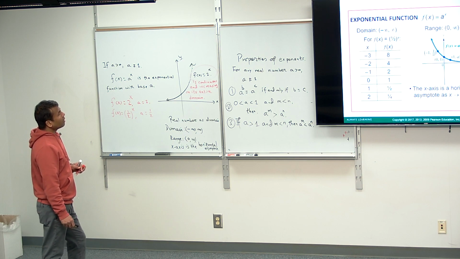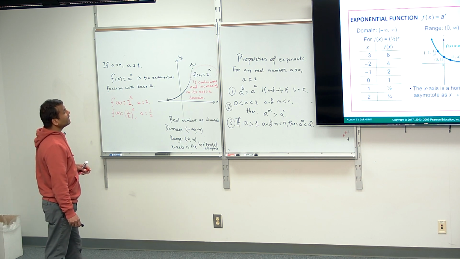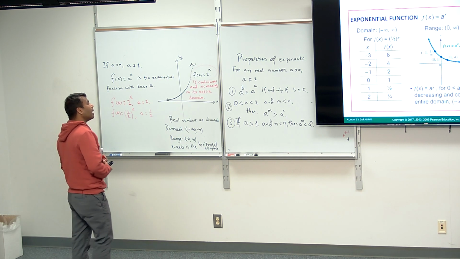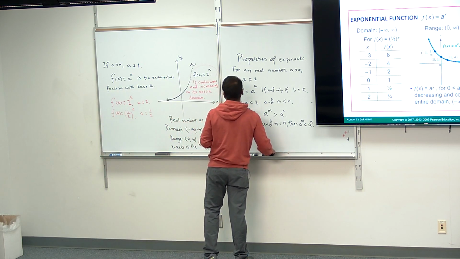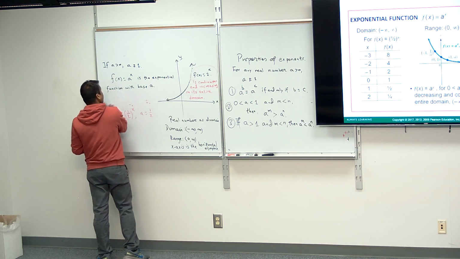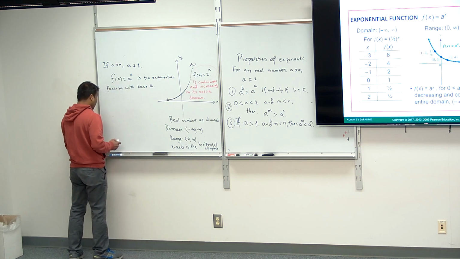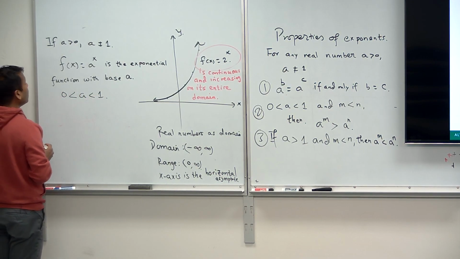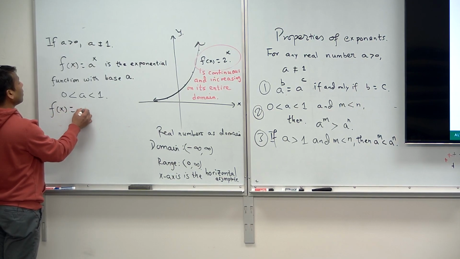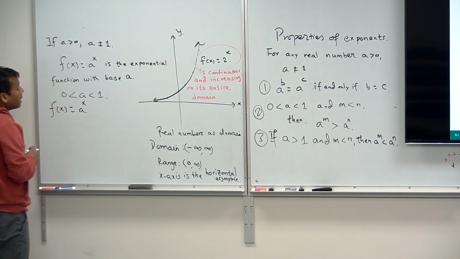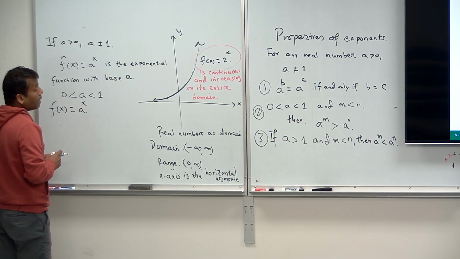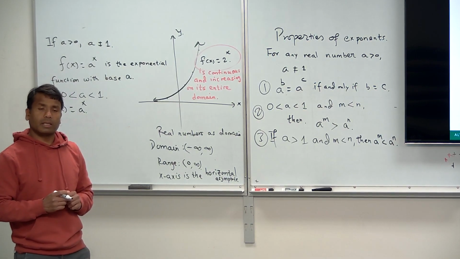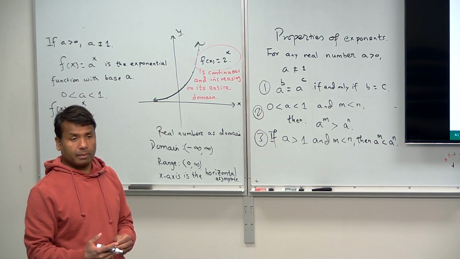So now the thing is, if you have a value of a between 0 and 1, if 0 is less than a is less than 1, and you have f(x) equal to a to the power x, in this case, the graph will be decreasing and continuous on its entire domain.